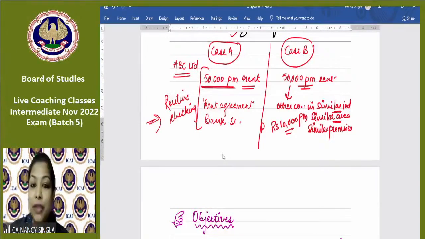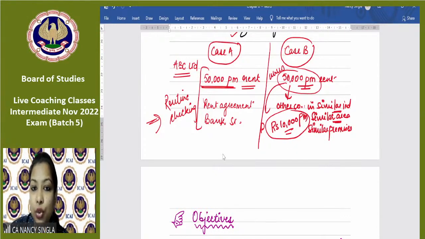Now, this is something unusual. From 50,000 to 10,000, this is something unusual. Quickly tell me, I need your quick answers. Is identification of this something unusual, that the other companies are paying rupees 10,000 only for a similar premises in a similar area, was that identification possible in case A? Quickly, a yes or no?